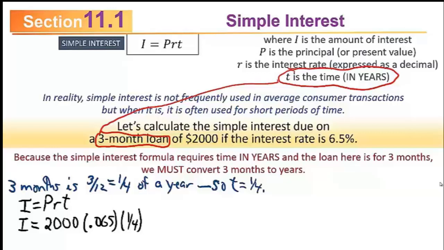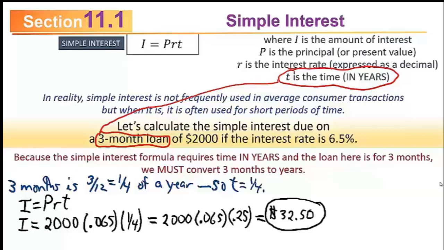$2,000 is the principal, 6.5%, which is 0.065, is the interest rate, and the time is 1/4 of a year. 3 months is 1/4 of a year. 1/4 is 0.25, and if you multiply those three numbers together, you get $32.50. So the interest due on a 3-month loan of $2,000 at 6.5% simple interest is $32.50.